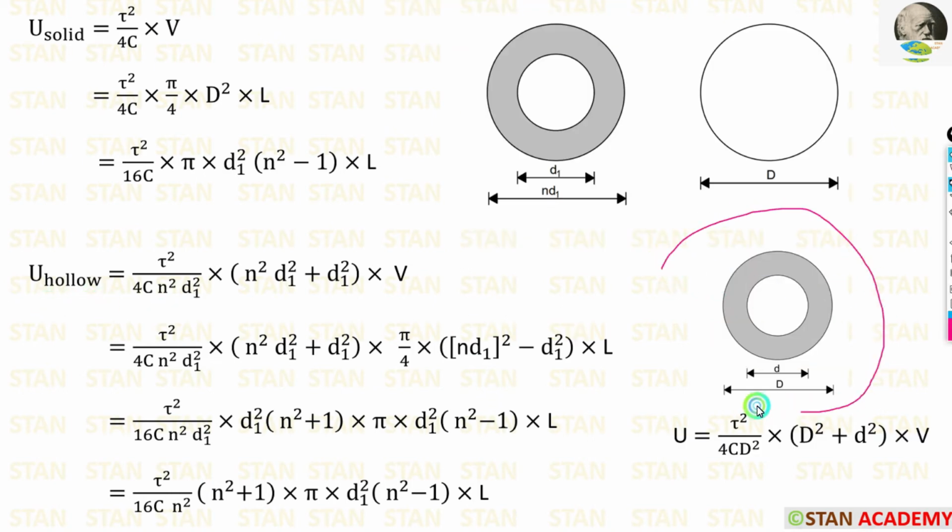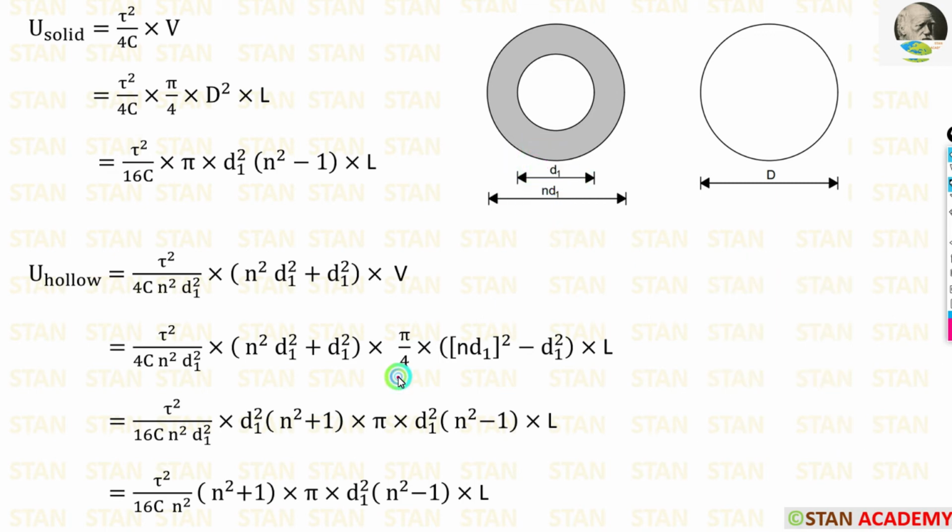Now let us calculate the strain energy for the hollow shaft. We know the standard formula: if the inner diameter is small d and the outer diameter is capital D, the strain energy is tau square by 4c into (capital D square plus small d square) divided by capital D square, into V. But here, instead of small d we have d1, and instead of capital D we have nd1. So we apply these values in this formula.